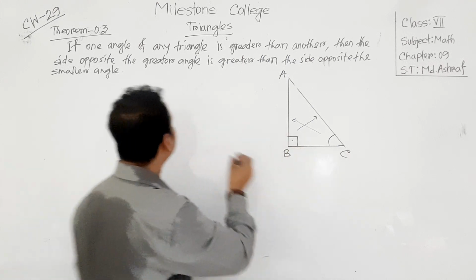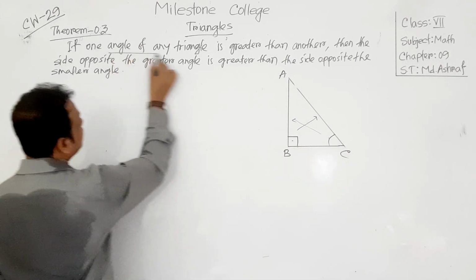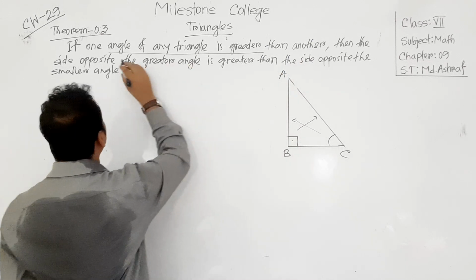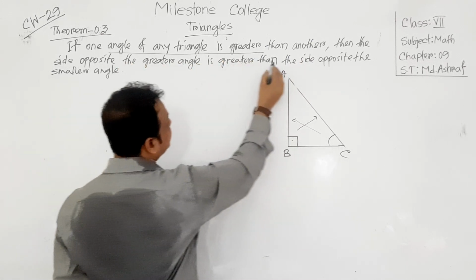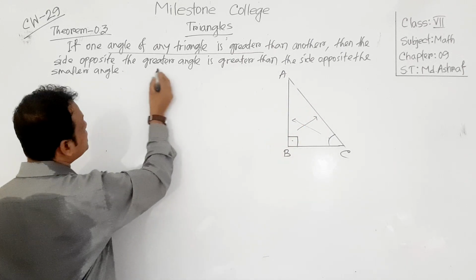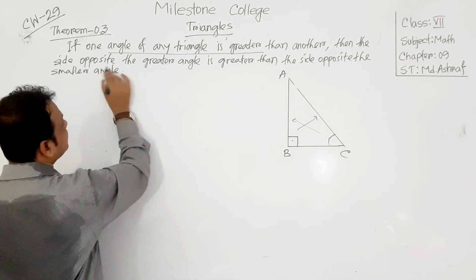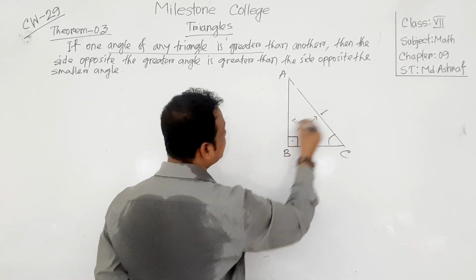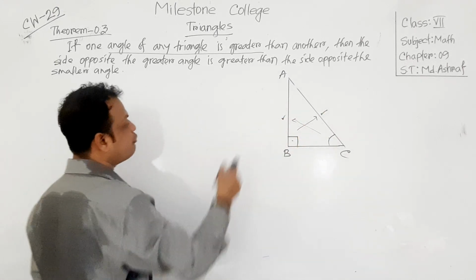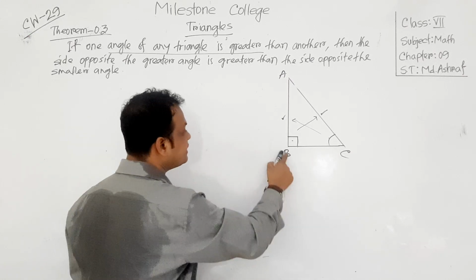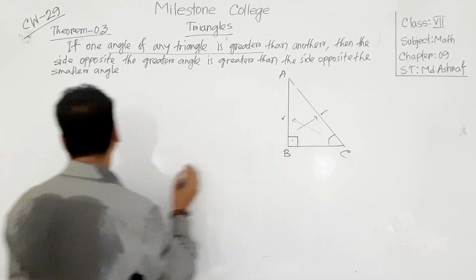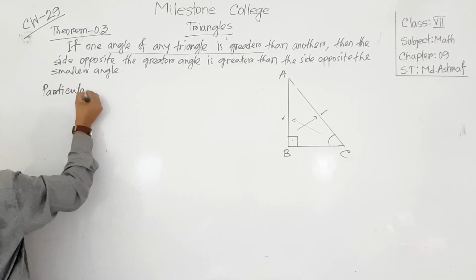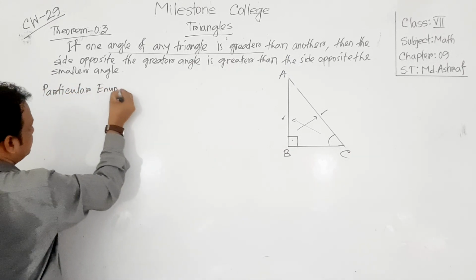So it is telling that if one angle of any triangle is greater than another, then the side opposite the greater angle is greater than the side opposite the smaller angle. That we have to prove. That means we have to prove AC greater than AB. So write the particular enunciation first.